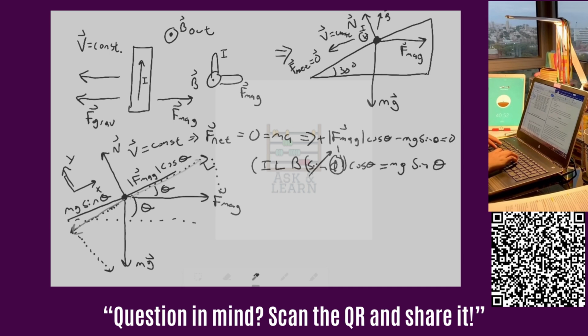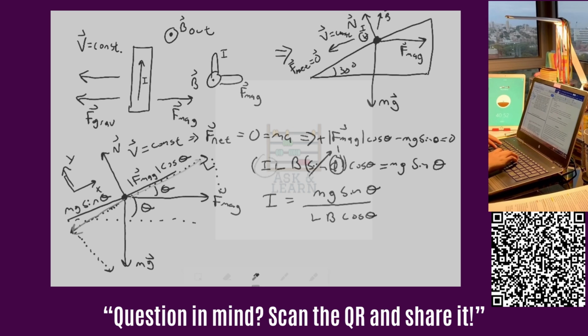We want to solve for the current. We want this particular value here, so let's solve for it. That means I is equal to mg, the weight of our rod, times sine of the angle, which is 30 degrees, and then we divide by L, B, and cosine theta.